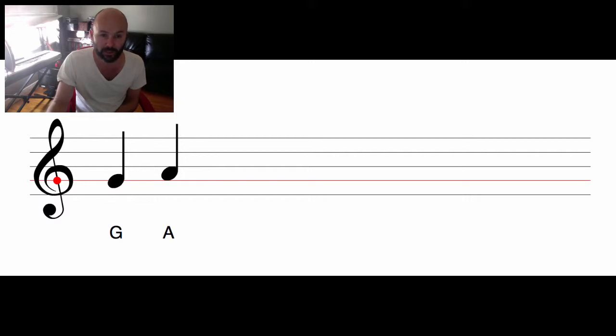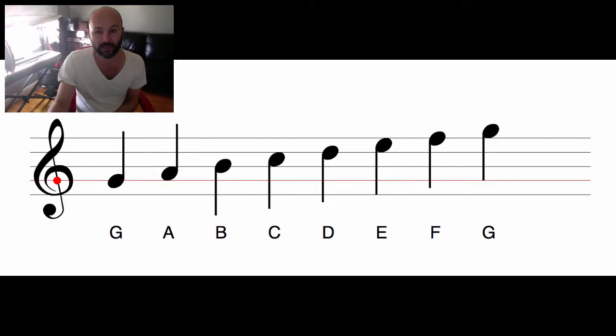The note above that G is an A, the note above A is B, C, D, E, F, G, and it just goes up and also down like that. So the note below G is an F, the note below F is an E, etc. But we run out of room after a certain amount of time, and we can't really get that many notes on this staff using the treble clef.